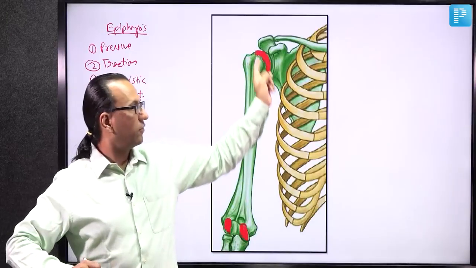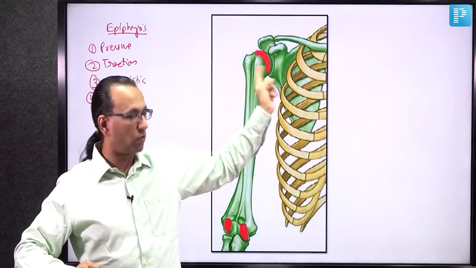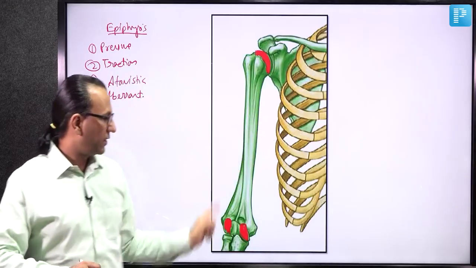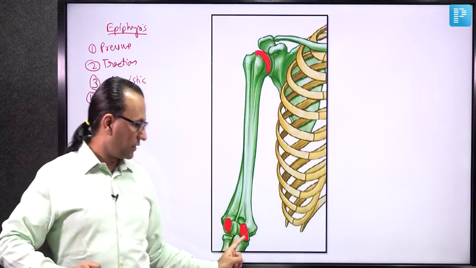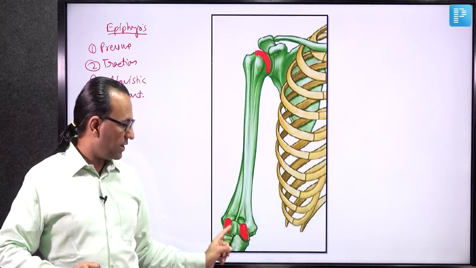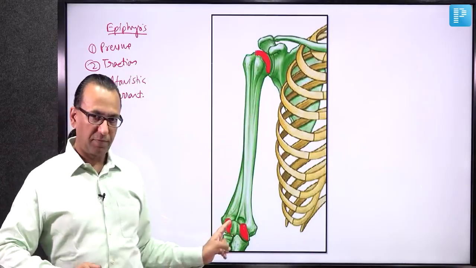So here we see the head of the humerus, which is articulating with the glenoid cavity of the scapula, making the shoulder joint, a ball and socket joint. And here we can see the lateral condyle of the humerus, which is the capitulum, and then it is the trochlea, which is on the medial side. Now, these are under the pressure of weight transmission, so pressure epiphyses.